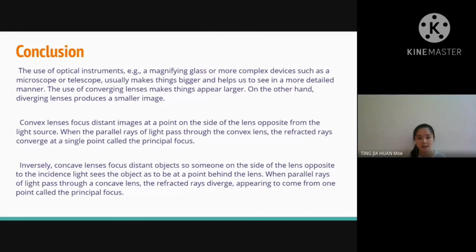Convex lenses focus distant images at a point on the side of the lens opposite from the light source. When parallel rays of light pass through a convex lens, the refracted rays converge at a single point called the principal focus. Inversely, concave lenses focus distant objects so that someone on the side of the lens opposite to the incident light sees the object as being at a point behind the lens. When parallel rays of light pass through a concave lens, the refracted rays diverge, appearing to come from one point called the principal focus.